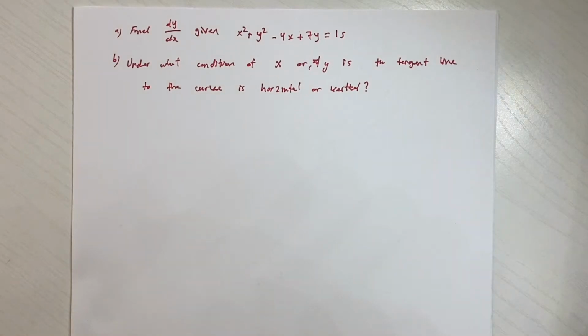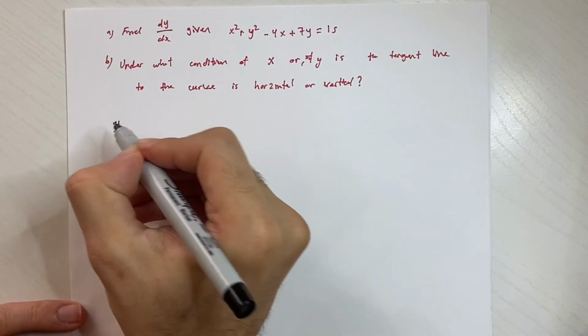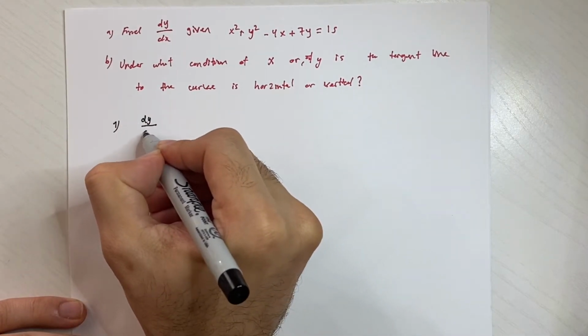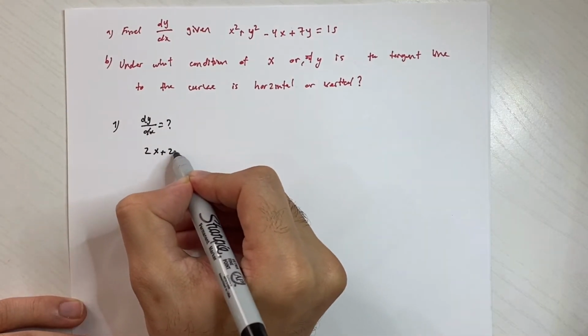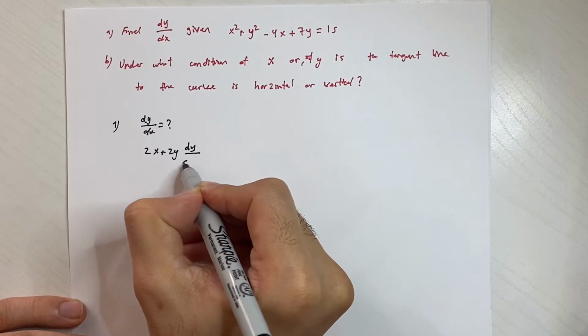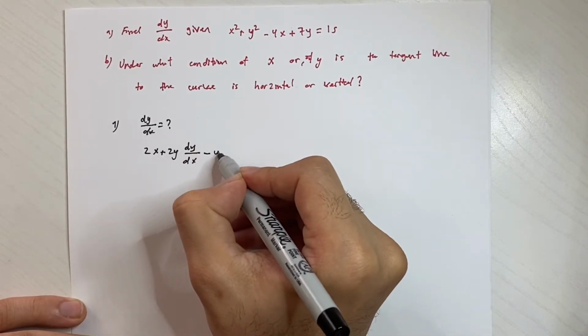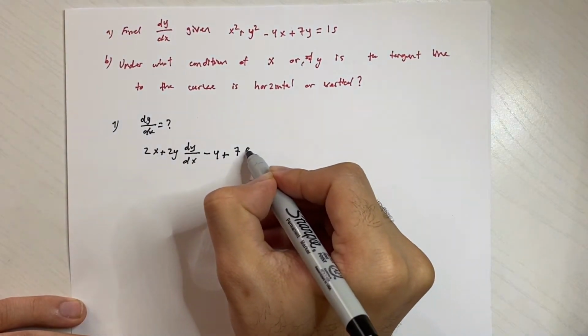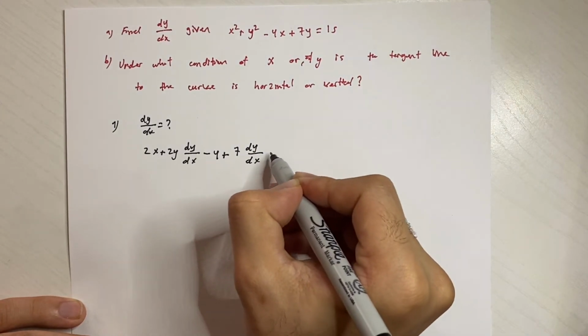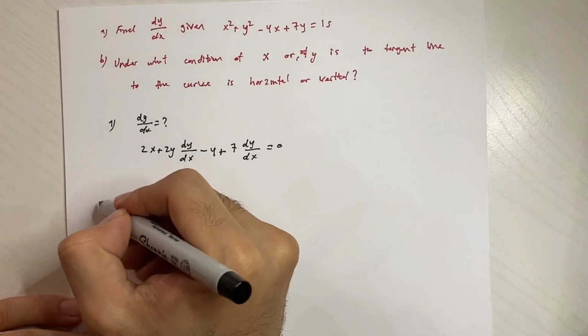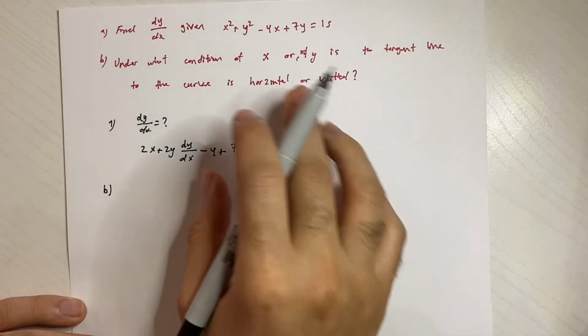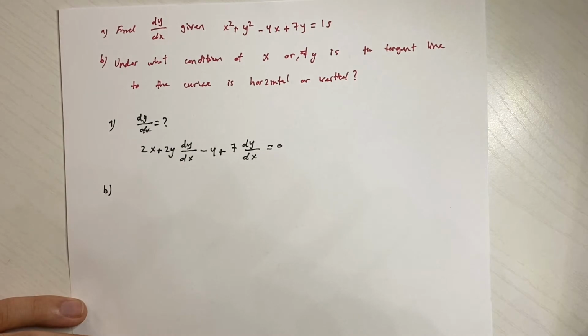Here in this question, we want to differentiate that function, and then we want to answer where the slope of the tangent line is horizontal or vertical. So in the first step, we just want to differentiate it. This is an implicit function. So when we differentiate y, we're going to get dy/dx, and then we want to solve for dy/dx. But before that, I'm going to move to part B.